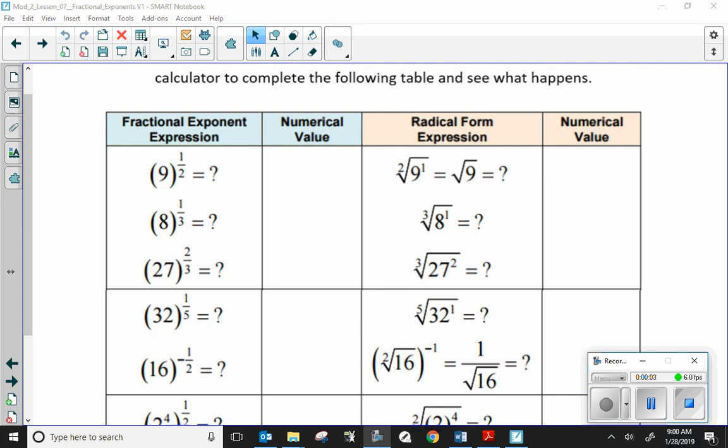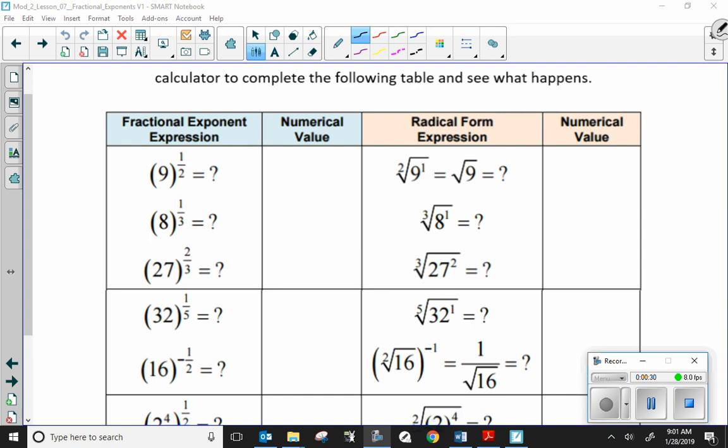Welcome. This is Unit 2, Lesson 7, and we are going to work with rational exponents, which are exponents that are fractions, and go back and forth between radical form and rational exponents. In this first table, I'm only going to work on this first row across. These are all values that we can put in the calculator.